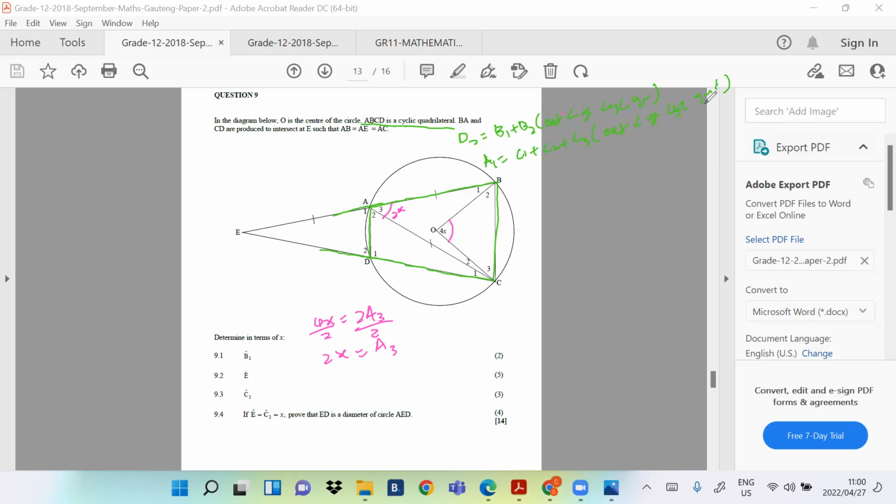They say BA and CD are produced to intersect at E such that AB is AE is AC. So you see those lines are equal, right? So we will come back to that. AB is AE is, they also showed them on the sketch, AC. Fine. Let's go back to the question. The first one: determine in terms of x, B2.